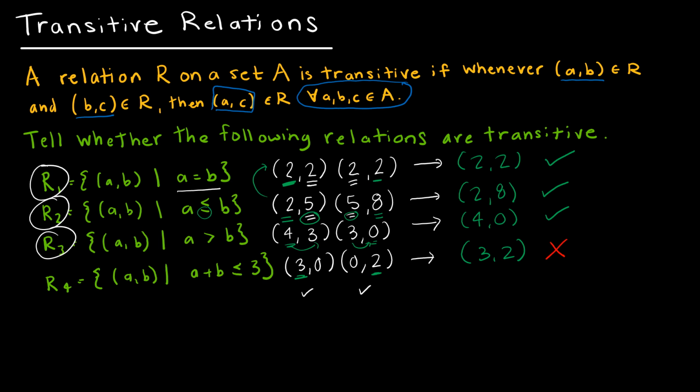So again, this isn't a proof, but this is a counterexample. And as long as I have one counterexample, I can say that it's not true for all of R4. So even though I could come up with one example or two examples where it is true, if I can find one counterexample where it's not true, then I can say that the entire relation is not transitive.